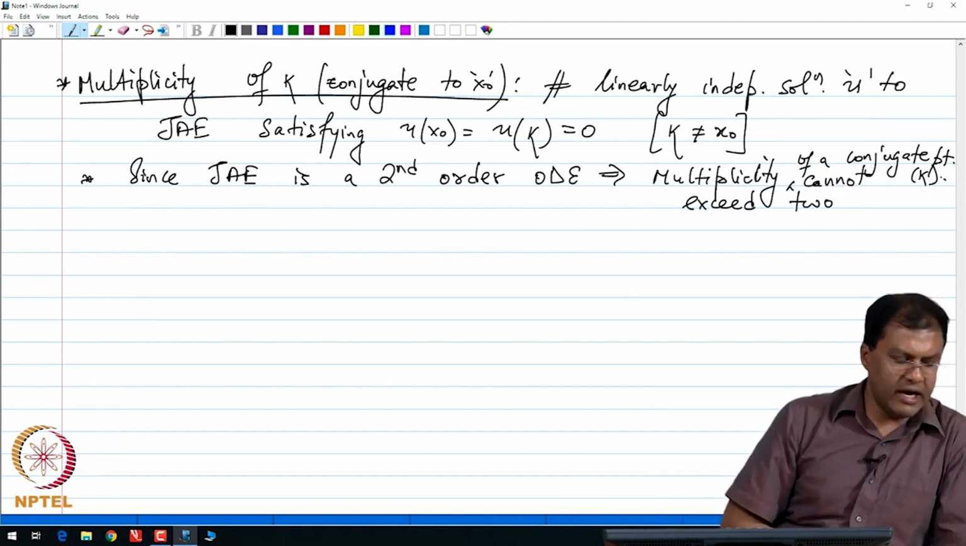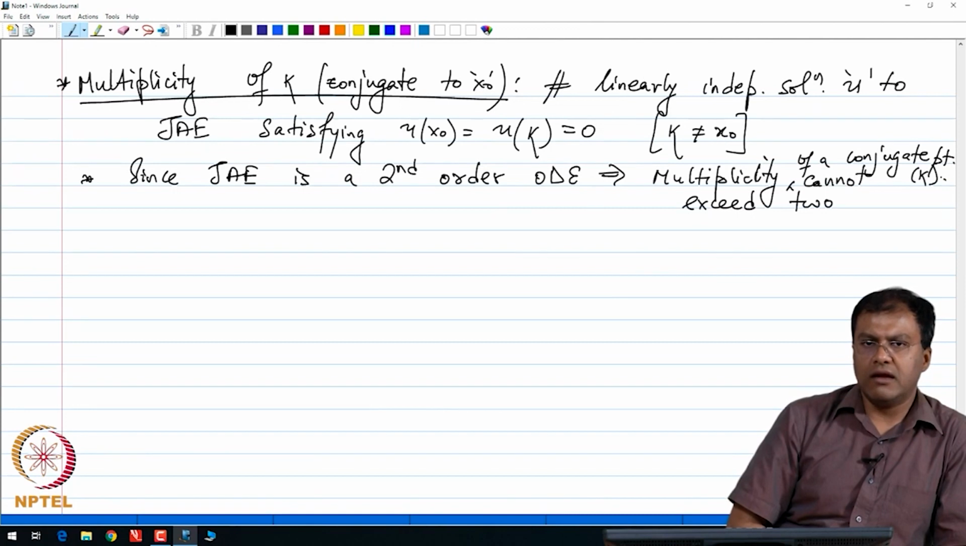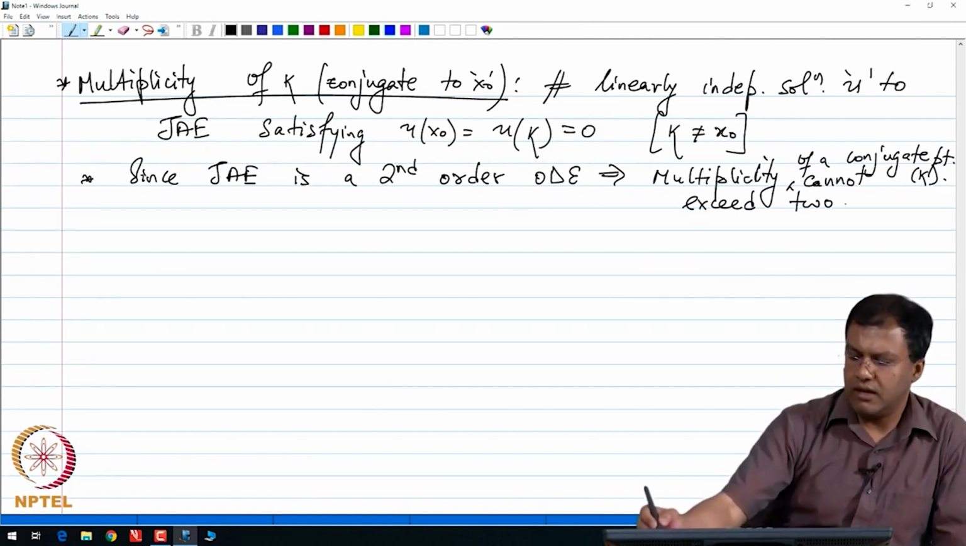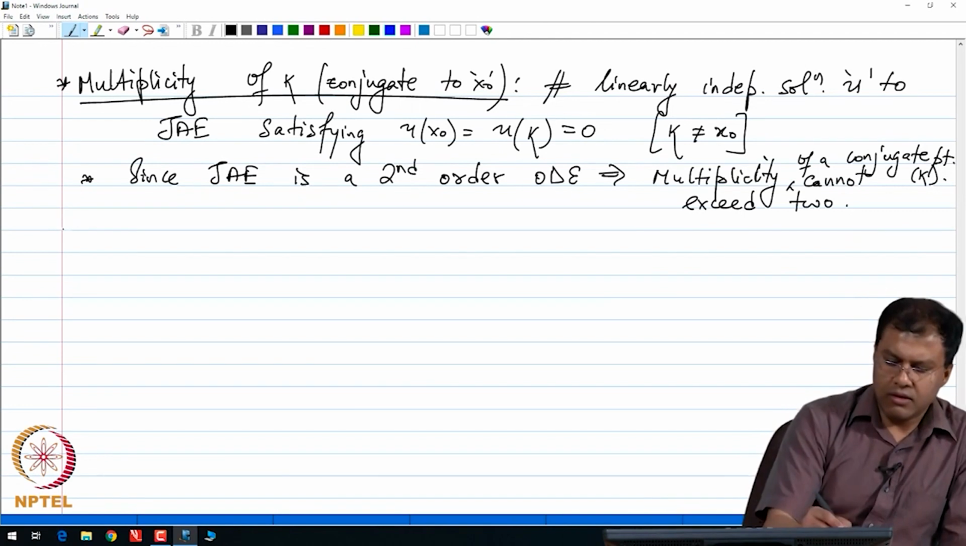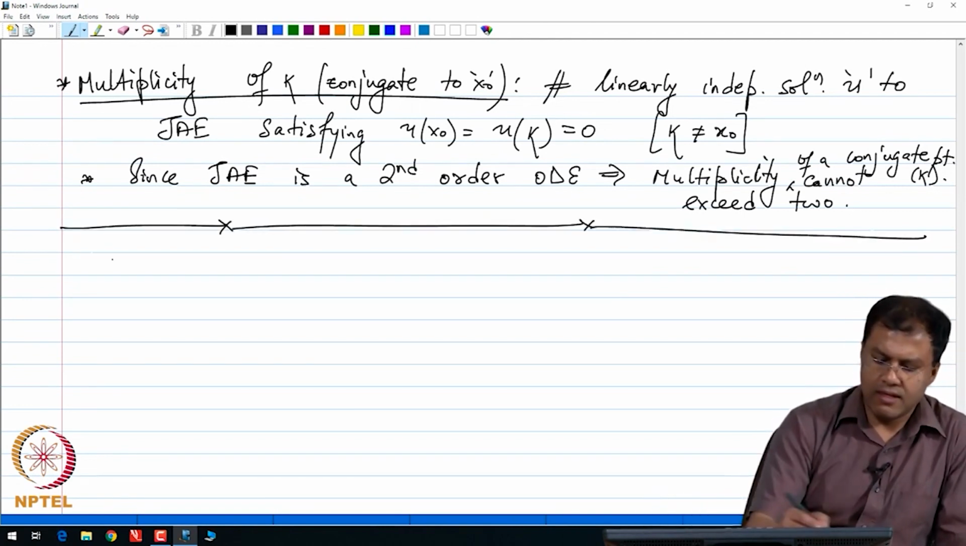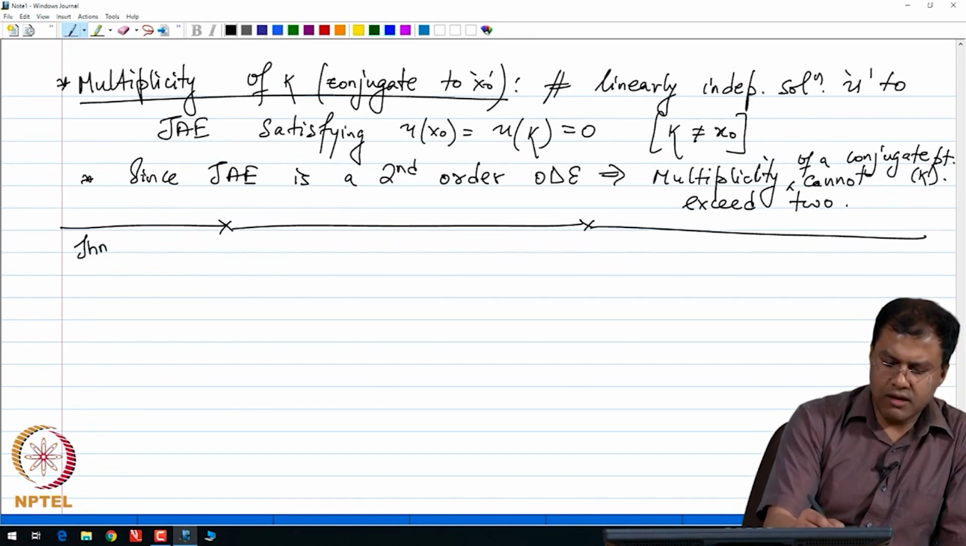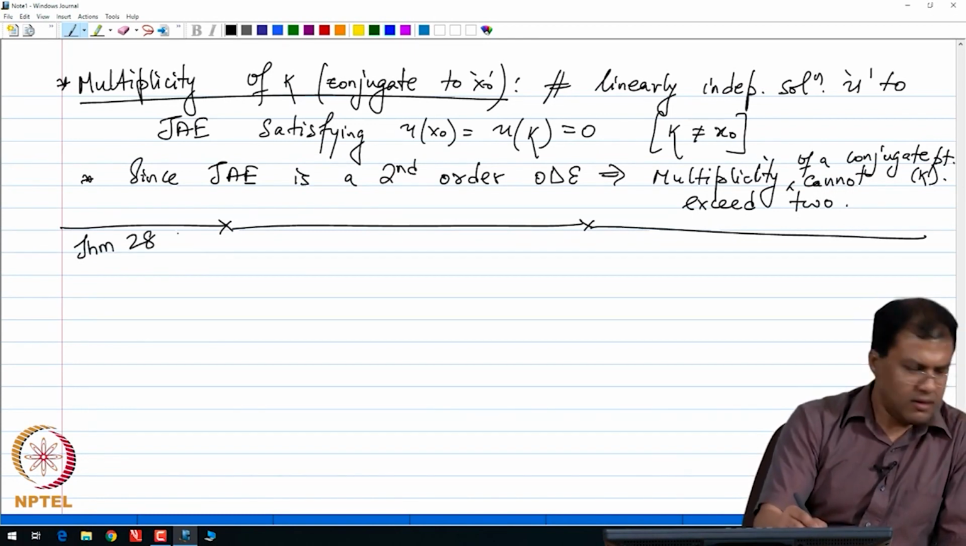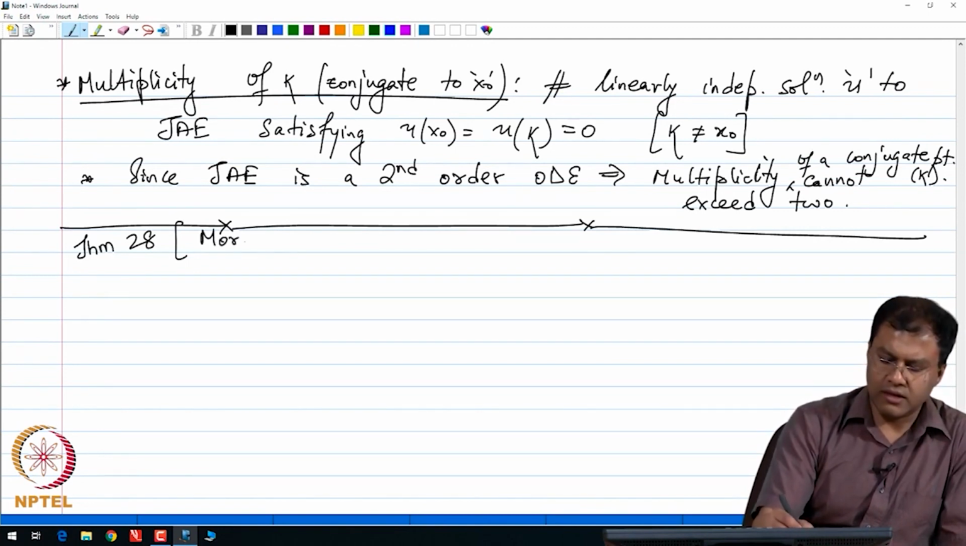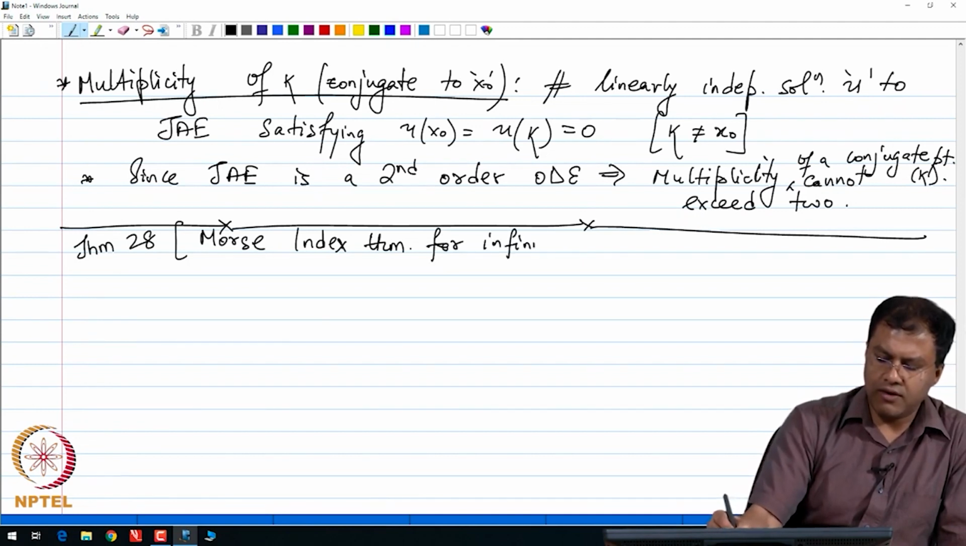Okay. So, we are ready to discuss the major result by Morse for the infinite dimensional case. So, the result is as follows. This is described in the form of a theorem, the Morse index theorem for the infinite dimensional function space. Okay.